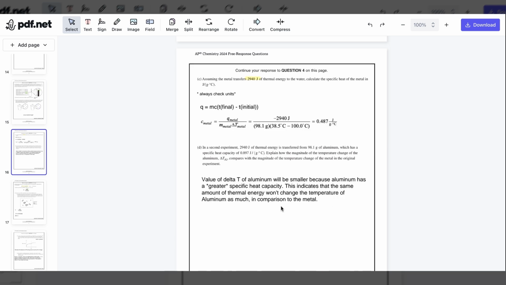For letter D, it goes, in the second experiment, 2,940 joules of thermal energy is transferred from 98.1 grams of aluminum, which has a specific heat capacity of 0.897 joules over grams times degrees Celsius. Explain how the magnitude of the temperature change of the aluminum compares with the magnitude of the temperature change of the metal in the original experiment. So obviously 0.897 is a bigger value than 0.487. And that just basically means that it takes a bit more energy in order for there to be a temperature change in aluminum versus this metal.